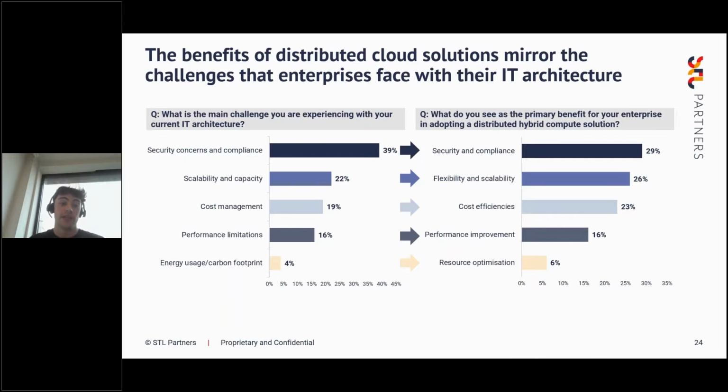It also enables enterprises to allocate workloads to the most cost-effective infrastructure based on resource availability and budget, aiding cost efficiencies. And finally, distributed hybrid compute facilitates organizations to place computing resources closer to the end users, improving performance. All of this is showing that pursuing a distributed hybrid compute strategy enables enterprises to mitigate the current challenges they're experiencing with their IT architecture, with synergies of increased security, flexibility, cost efficiencies, and performance.